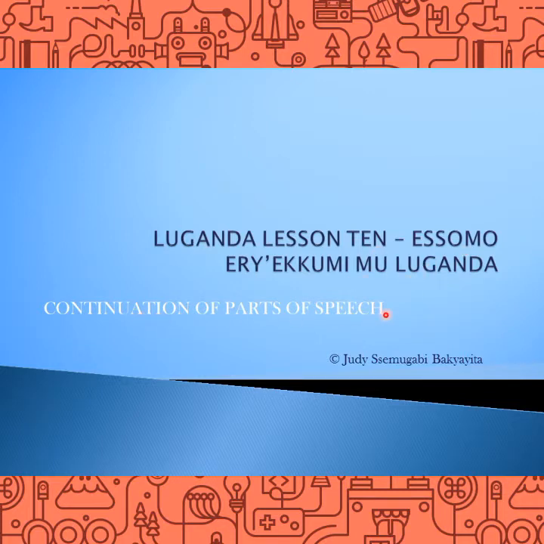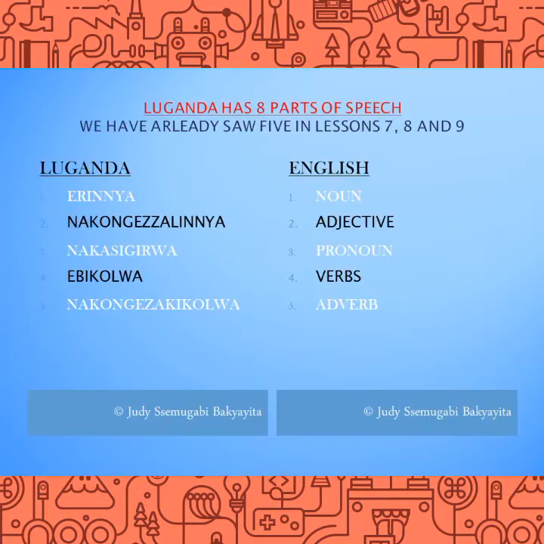We are continuing with our parts of speech. In lessons 7, 8 and 9 we saw 5 parts of speech. We said we have 8, so we've already seen 5, now 3 more to go. The ones we saw are erinnya, noun; nakongeza linnya, adjective; nakasigirwa, pronoun; ebikolwa, verbs; nakongeza kikolwa, adverb.